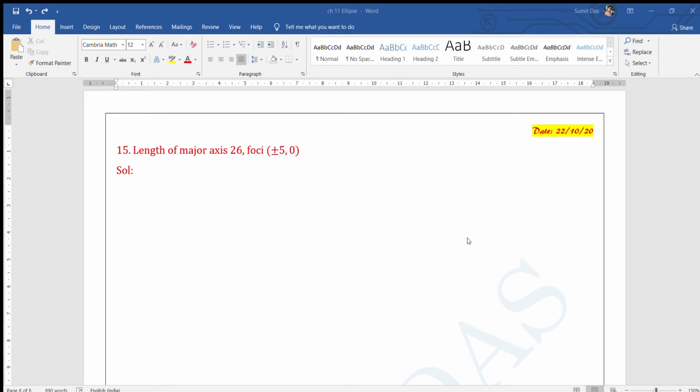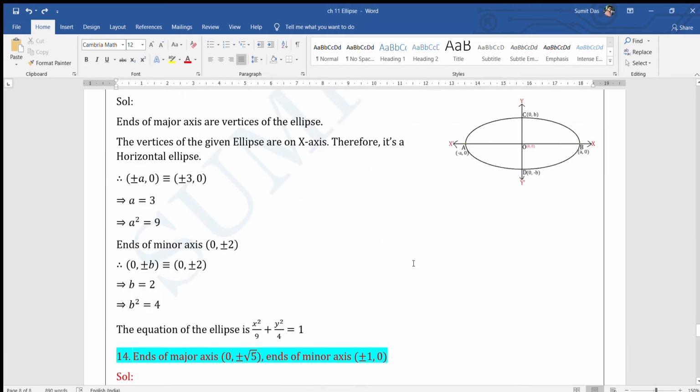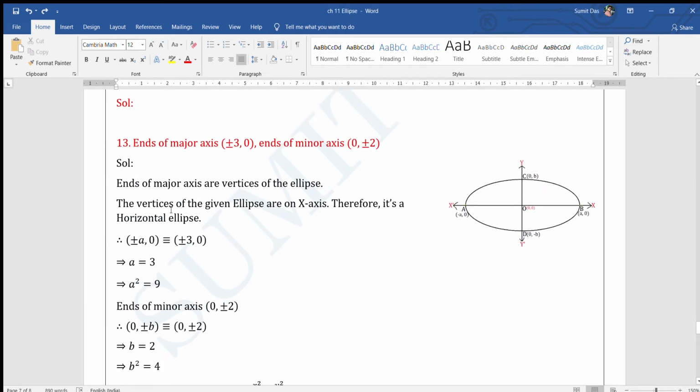Yes, because 5 comma 0 means it is lying on the x-axis, right? When it is lying on the x-axis, that means it is a horizontal ellipse. So we have to write like this.